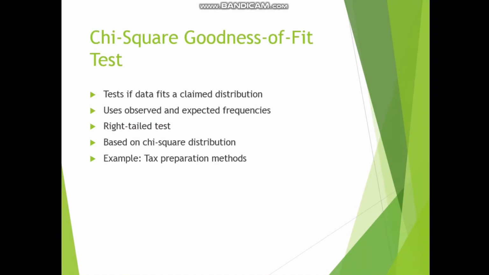First, I'll explain the chi-square goodness of fit test. This test checks if real data fits an expected distribution. We compare what we observed in the sample with what we expected to see. If the difference is big, it means the data does not follow the claim.